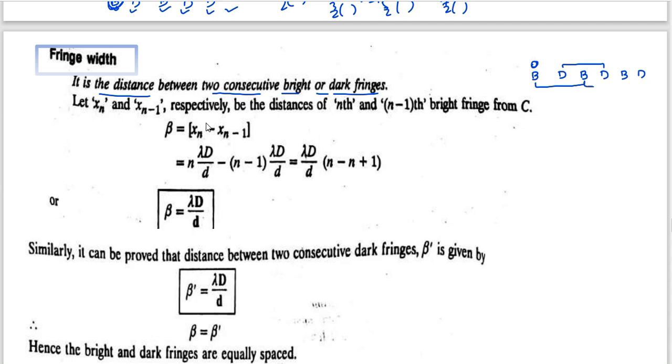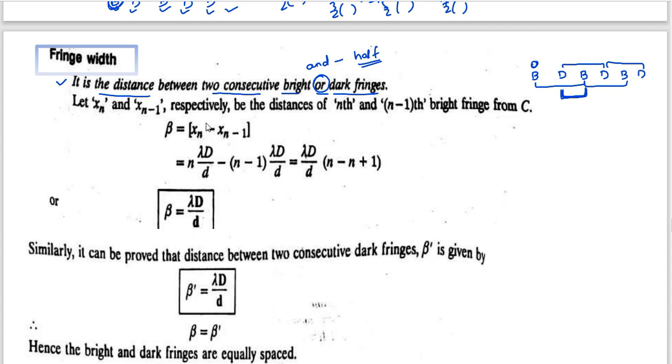Bright to bright, and dark to dark. So it is the distance between two consecutive bright or dark fringes; it should be "or", not "and". If we use "and", that will be completely wrong, because then it will give the distance between a dark and a bright fringe, and this will be half of the fringe width. So remember, it is the distance between two consecutive bright or dark fringes.